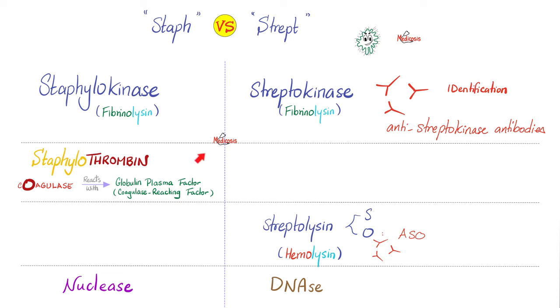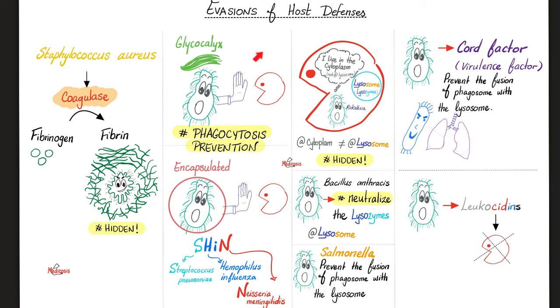Okay, and then we have an equivalence. Something similar, not identical but similar. Staph has nuclease, strep has DNase. Bacteria can use gazillion mechanisms to evade your immune system. We have talked about some of them before.